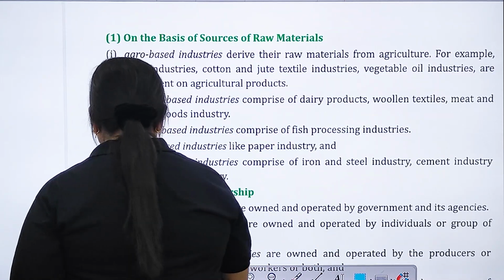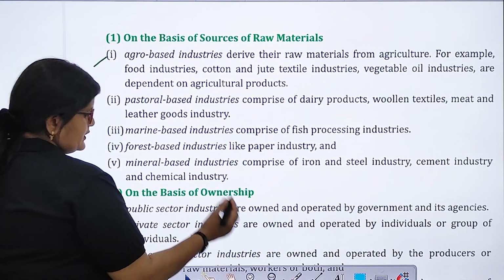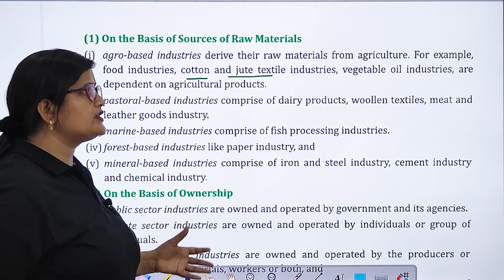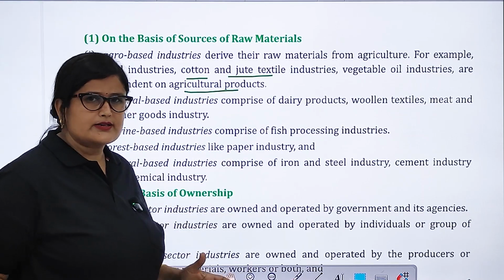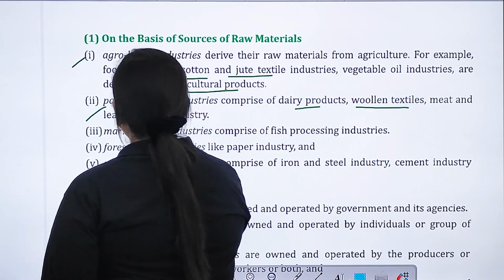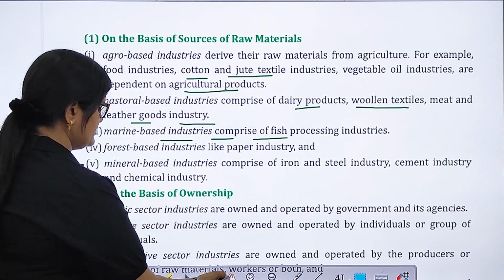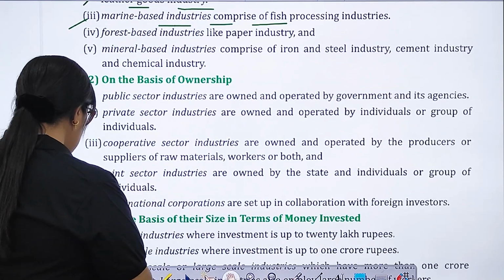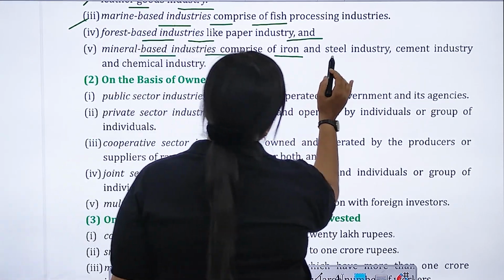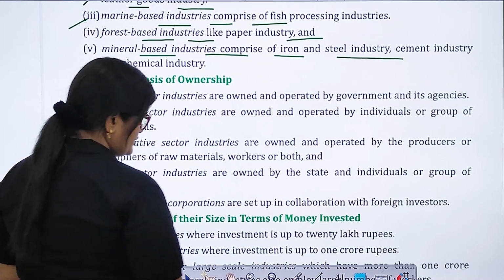On the basis of source of raw materials. Number 1, agro-based industries derive their raw materials from agriculture. For example, food industries, cotton and jute textile industries, vegetable oil industries are dependent on agriculture products. Number 2, pastoral based industries comprise dairy products, woolen textile, meat and leather goods industries. Number 3, marine based industries comprise fish processing industries. Number 4, forest based industries like paper industries, and mineral based industries comprise iron and steel industries, cement industries and chemical industries. ठीक है, तो ये सब इंडस्ट्रीज हैं.